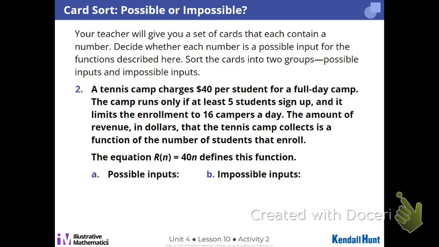This is a tennis camp. They charge $40 per kid. They will not run tennis camp unless they have at least 5 campers, and they can't have more than 16. I want you to look at your numbers and give me a list of possible and impossible inputs only.